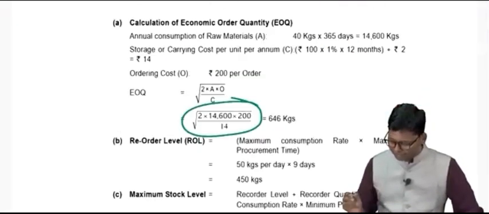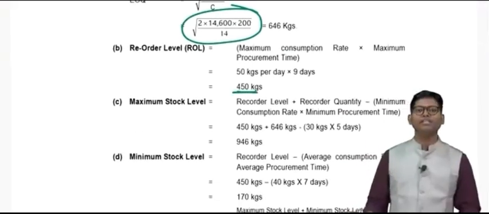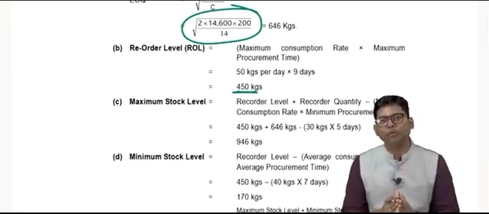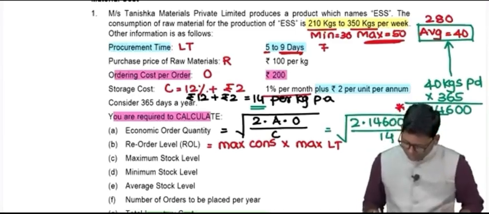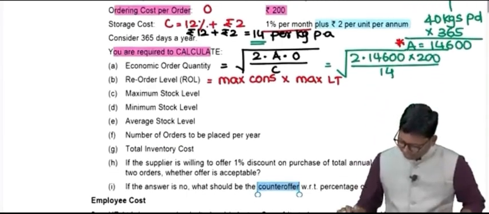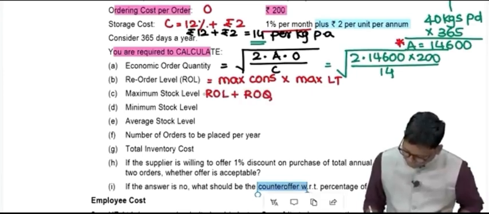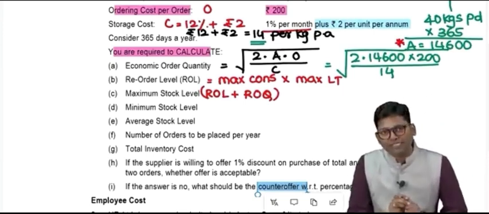You can check this answer in the suggested solution. Your reorder level is 450 kgs. They have also used the maximum consumption into maximum procurement time formula. Point number C is asking us to calculate your maximum stock level. Whenever you are calculating maximum stock level, for that purpose, very first you should add ROL and ROQ. Sir, what is ROL? It is reorder level, plus ROQ is reorder quantity.